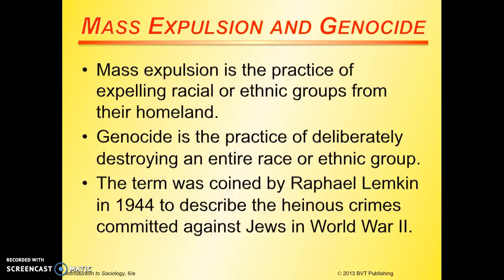Mass expulsion and genocide. So mass expulsion is the practice of expelling racial or ethnic groups from their homeland. Genocide is the practice of deliberately destroying an entire race or ethnic group. When we talk about genocide, a lot of people narrowly define genocide as the murdering of particular groups, but we also see cultural genocide alongside that, which is highly connected with assimilation. The term was coined by Raphael Lemkin in 1944 to describe the heinous crimes committed against Jews in World War II. We also see this connection within colonization and in genocide of indigenous cultures. We can also see this within marginalized communities, in forced sterilization and laws prohibiting individuals to marry or procreate.